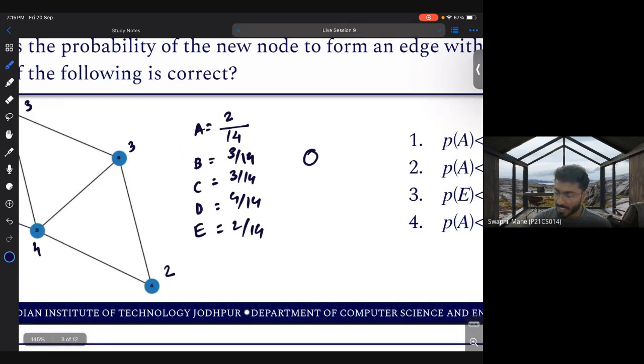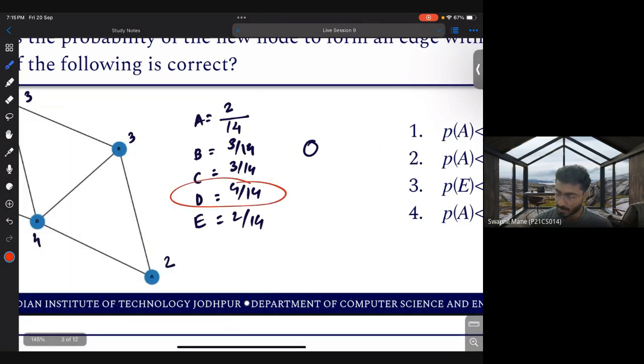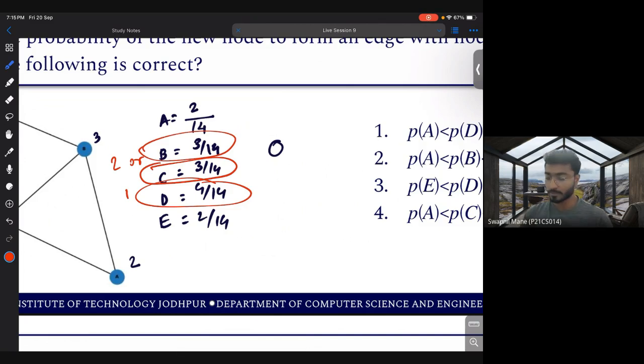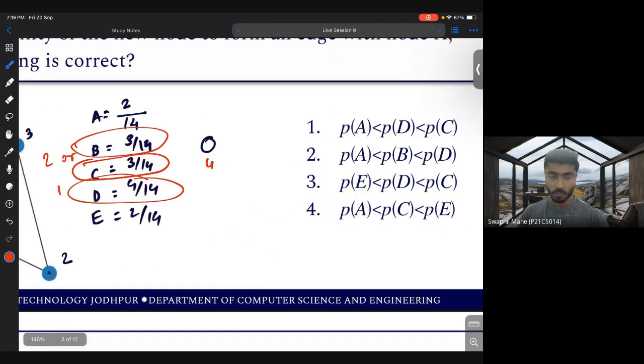So which node has the highest probability here? What do you think? The D node has the highest probability, right? Then we can connect to D, that is how we can rank here. We connect D, then we can connect to C or B as the second, because you can see B and C have the same probability. In between these, then we can connect to A or E. So considering this, we need to choose the option here.